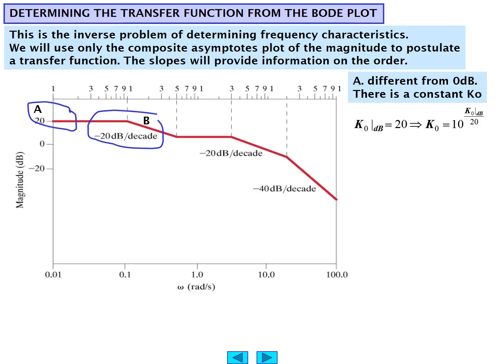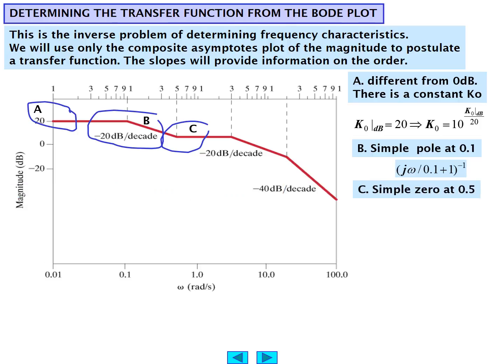For the second order term that we next have at B, we have minus 20 dB per decade breaking at a frequency. So we'll take a simple pole. It's supposed to be at 0.1 nominally. Graphic is a little off. So therefore, it's 1 over j omega divided by 0.1 plus 1 in standard form, because it's a pole.